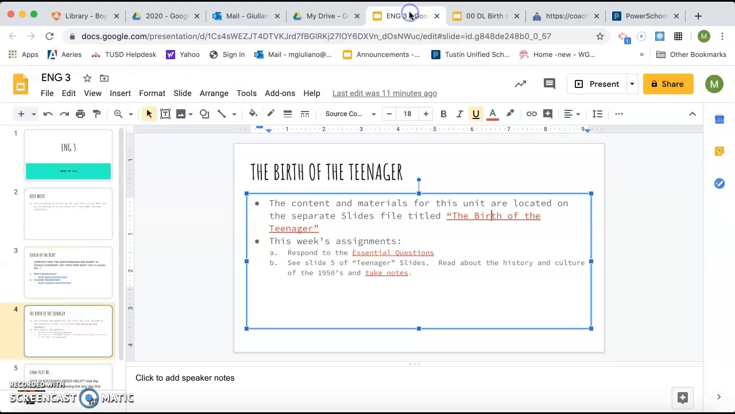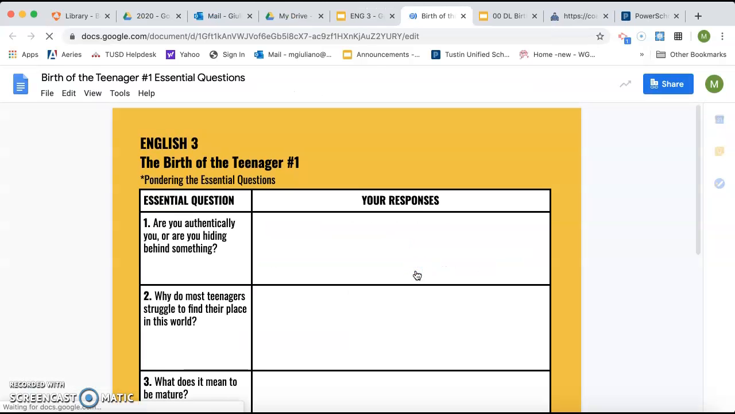The first thing that you're going to do is respond to some essential questions about being a teenager, and that is this document. You're going to submit this to the Google Classroom.